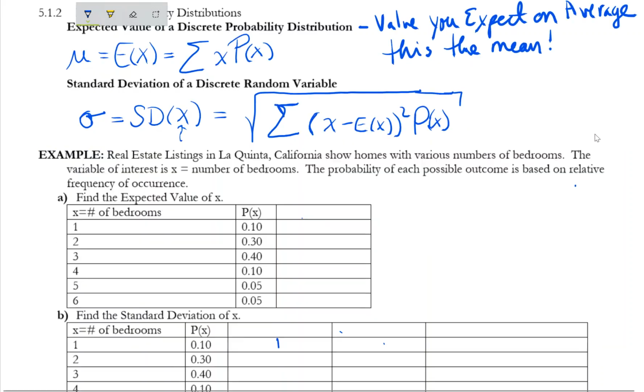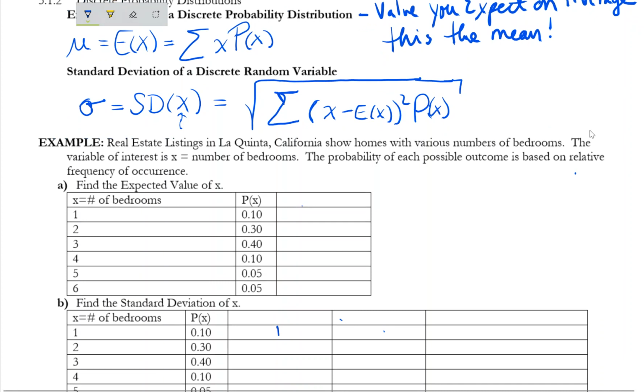So let's return to our La Quinta example. I keep saying that weird, and I probably should apologize for that. What I'm going to do is calculate the mean, and then after that, I'm going to calculate the standard deviation.